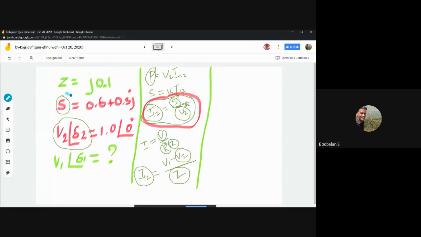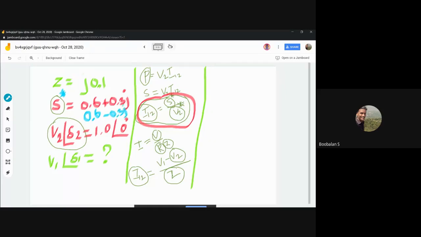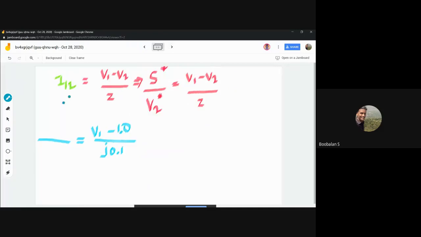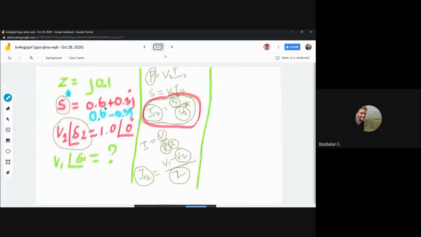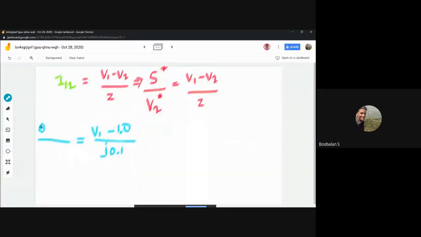For the complex conjugate we need to change the sign of the imaginary part, so the complex conjugate of 0.6 plus 0.3j is the opposite in nature: 0.6 minus 0.3j. This is the complex conjugate of my S. I'm going to replace this entire thing, so 0.6 minus 0.3j divided by V2, right?